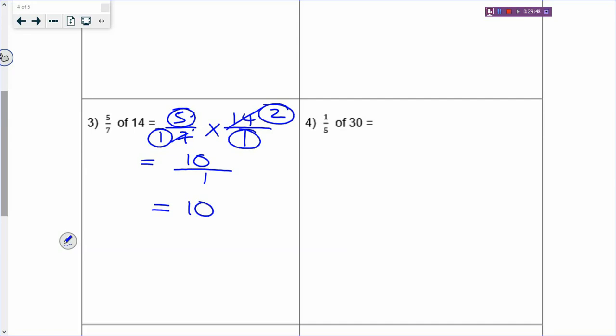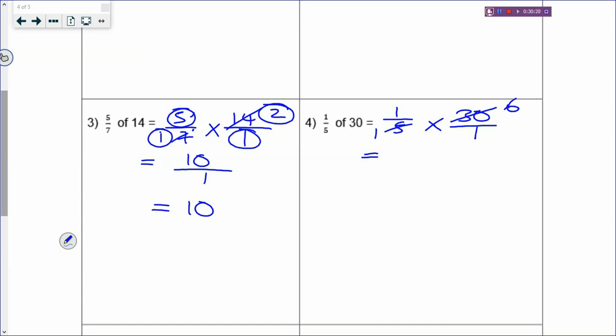Alright, another one. 1/5 of 30. So 1/5 times 30 out of 1. Every time you want to change a whole number into a fraction, it's just over 1. When you cancel, you always cancel diagonally, usually. So you have 5 divided by 5, and 30 divided by 5, and you get 6. So that is a diagonal pair. 5 and 30 is a diagonal pair.